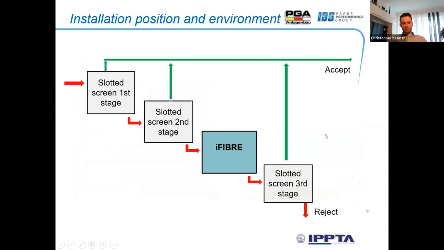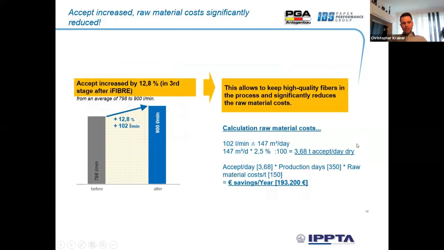Here is the promised flow sheet. In this installation, we have a 3-stage fine screening, slotted. The I-fiber is placed in a reject line, as recommended by BGA, after the second screen, with the goal to increase the accept, the green line, and reduce the rejects. Which in turn means saving raw material and, in the end of the day, reducing landfill.